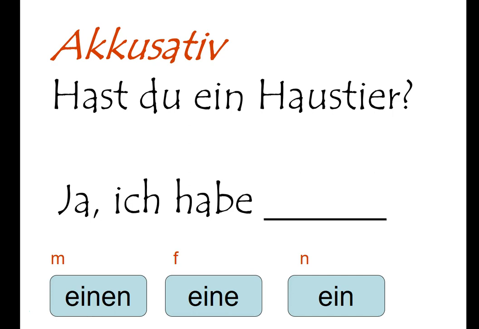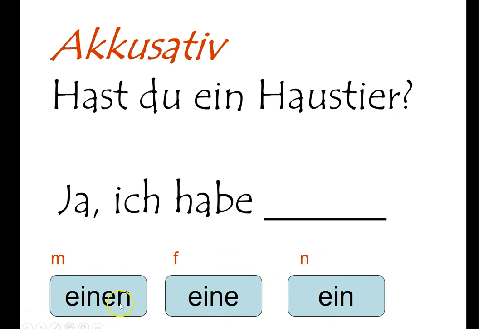So, in German, if an animal is masculine or der, you would say ja, ich habe einen. If the animal is feminine or die, you would say ja, ich habe eine, and then the animal. And if the animal is das or neuter, you would say ein. So masculine, feminine, neuter. Der, die, das.